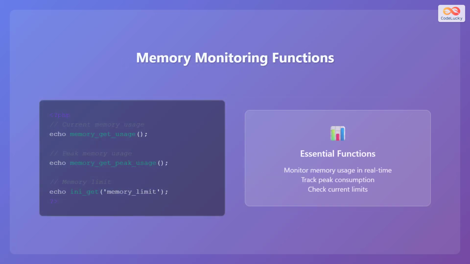PHP provides several built-in functions to help you monitor memory usage. The memory_get_usage function returns the amount of memory currently being used by the PHP script. memory_get_peak_usage returns the highest amount of memory the script has used during its execution. ini_get with the memory_limit option retrieves the current memory limit set in the php.ini configuration file. These functions are essential for real-time monitoring, tracking peak consumption, and checking current memory limits.